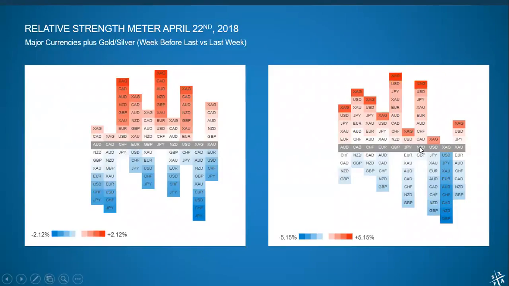The Kiwi depreciated against everybody except, as mentioned before, the pound, which was the overall loser for the week. The dollar was one of the major winners for the week, gaining on every other currency. So the dollar is the clear winner.